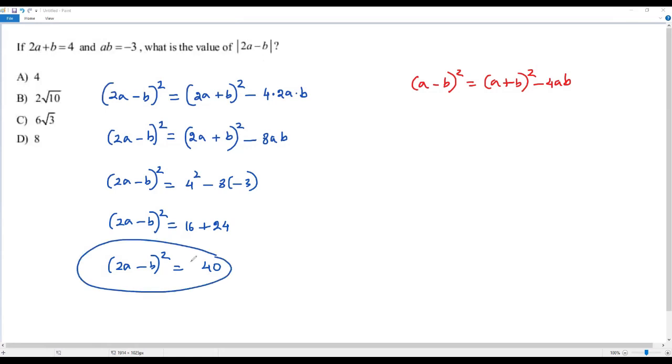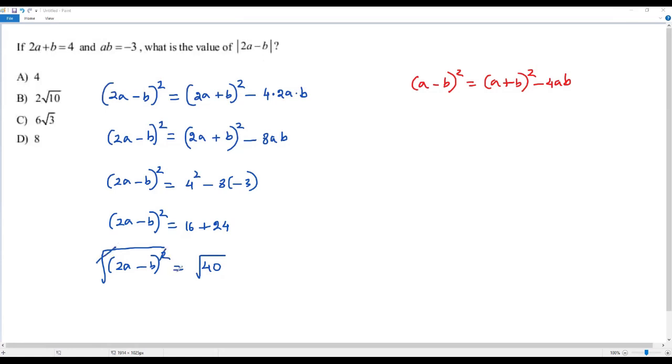So in this equation, we can solve for 2a negative b. For that, we have to get rid of this exponent 2. So what do we have to do to get rid of this exponent 2? We have to take the square root on both sides of the equation. Okay, when I take the square root on both sides, the square root over here and the square over here will cancel out.